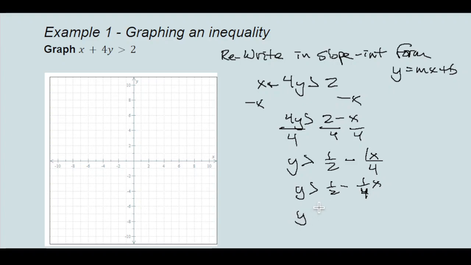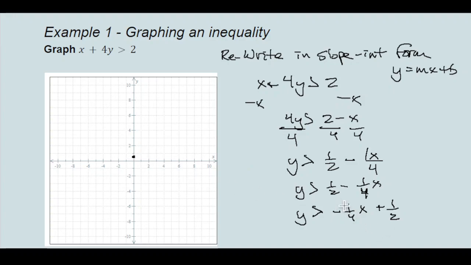And then let's just rewrite this and just take this whole term and move it in front. So we're going to go -1/4 x plus 1/2. And so now I know my slope, and now I know my intercept, right? So I'm going to go to 1/2, and I'm going to put a point. And now this is going to be a little tricky because it's 1/2, right? But we can still do it.